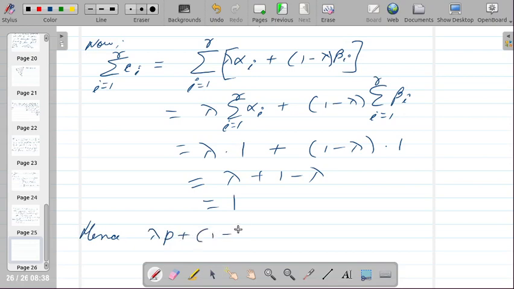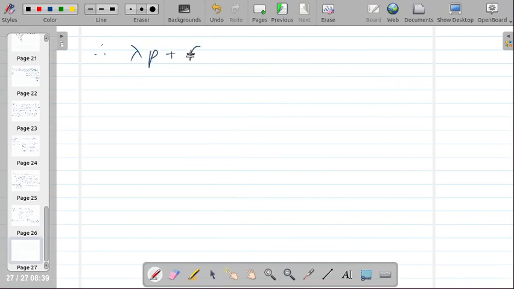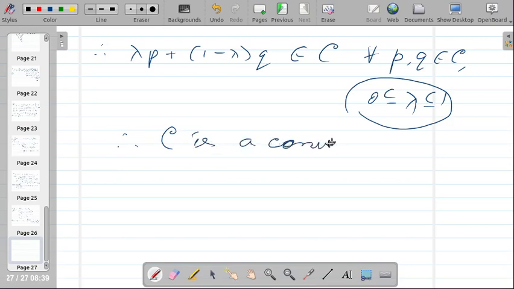lambda p plus 1 minus lambda q, which is equal to summation of i from 1 to r of ci xi, is a convex combination, okay, this is a convex combination because each scalar is lying between 0 and 1, and the sum of all those scalars is 1. Okay, so it is a convex combination of x1, x2 up to xr. Okay, that means what this belongs to. Therefore, lambda p plus 1 minus lambda times q belongs to C for all p, q inside C and 0 less than or equal to lambda less than or equal to 1. Okay, so here also we have used this condition. Therefore, C is a convex set. Okay, convex set. So, every convex polyhedron is a convex set.